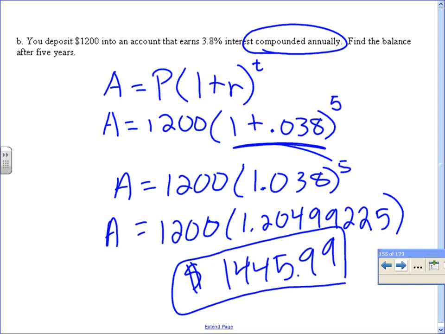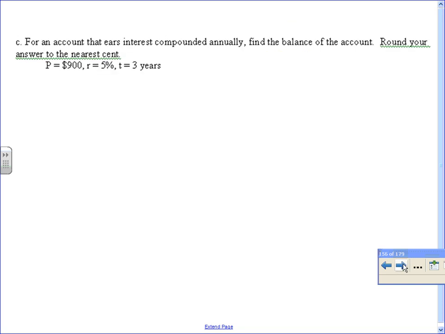All right, let's go to letter C. Okay, letter C. For an account that earns interest. You guys ever heard that? It ears interest. I'm just kidding. It's a typo. Earns interest instead of ears interest. Okay, compounded. Jeremy, focusing still. Compounded annually. So we have another compound interest problem. Find the balance. Round your answer to the nearest cent.